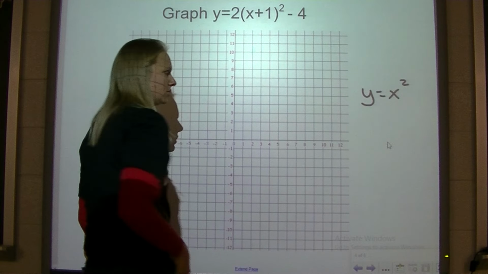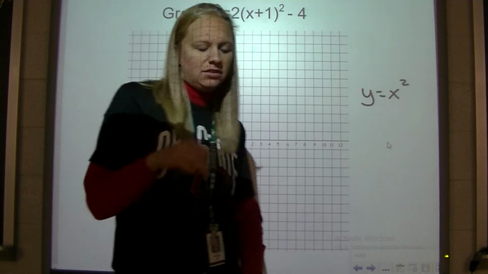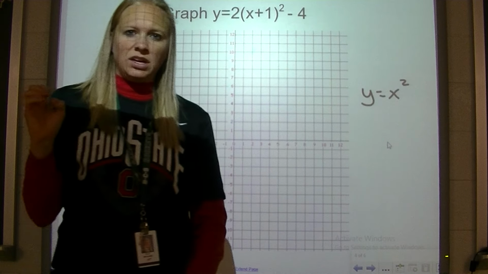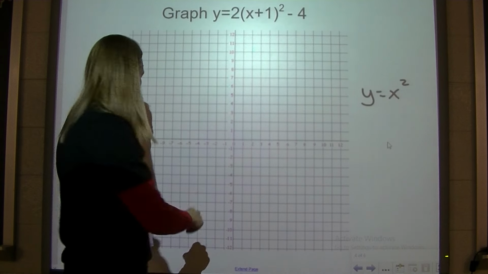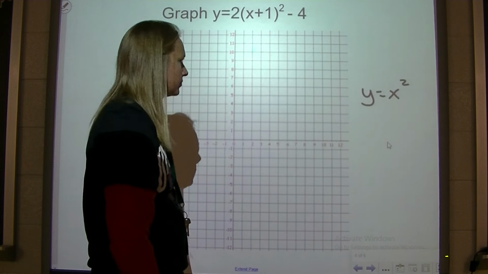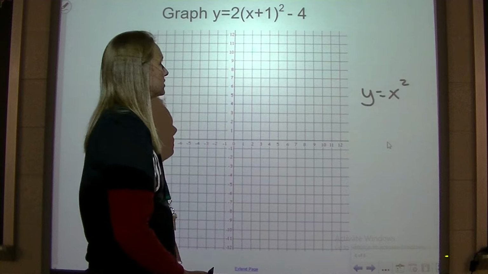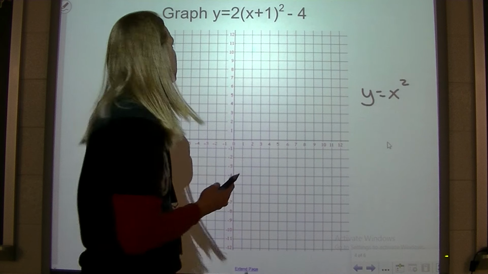Now, vertex form is nice because it helps us easily imagine what the graph is going to look like, because we can find the vertex, and from the vertex, we can see how it's going to be translated.